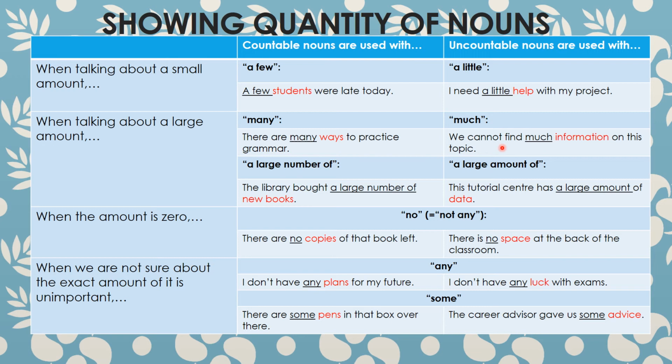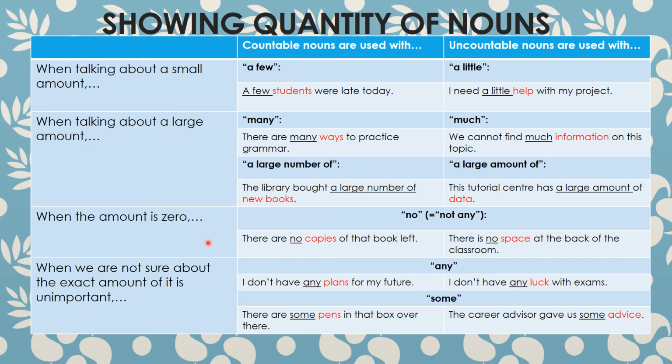Another way to talk about a large amount with countable nouns is a large number of. For example, the library bought a large number of new books. But for uncountable nouns, we use a large amount of. For example, this tutorial center has a large amount of data. So data is an uncountable noun.